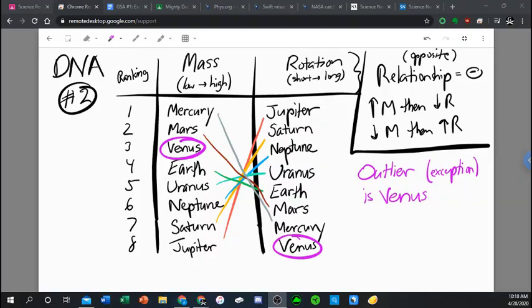Doesn't orbit the sun clockwise. It still orbits the sun, or revolves, counterclockwise, but we're not talking about revolution here, Hayden. We're not talking revolution. You're on the right track. Let me write this a little clearer. Rotates clockwise. Outlier is Venus.